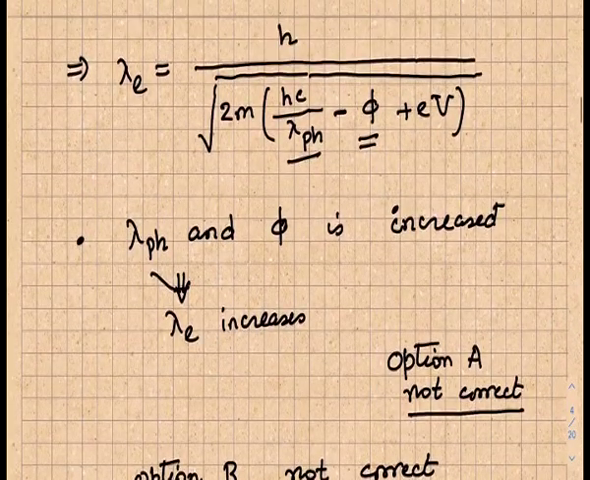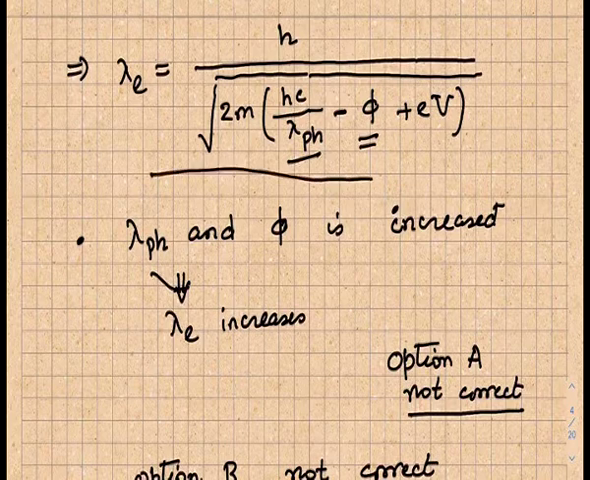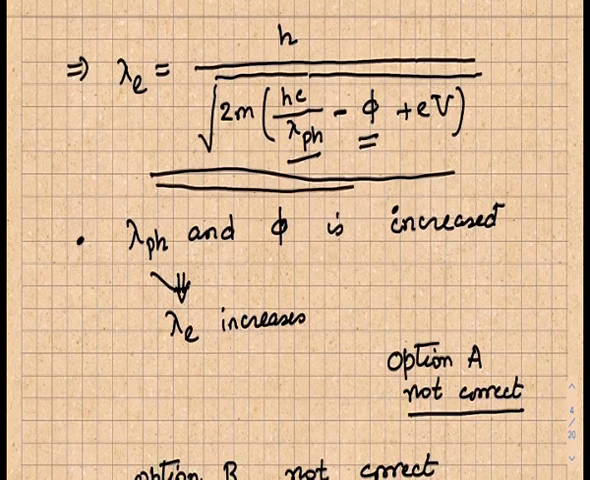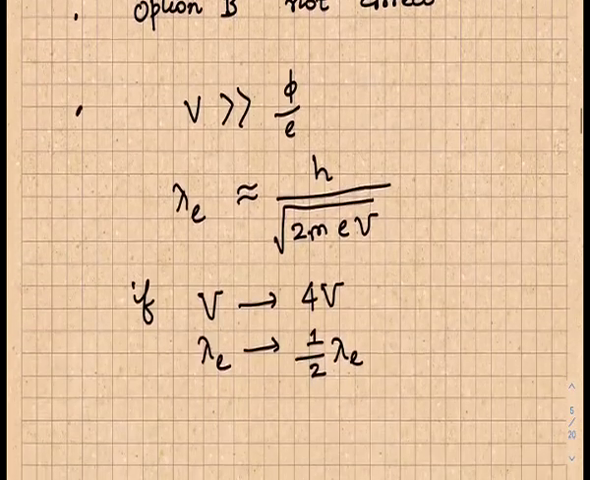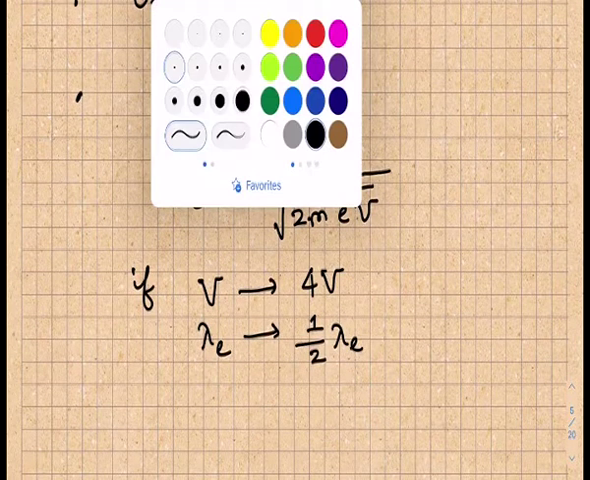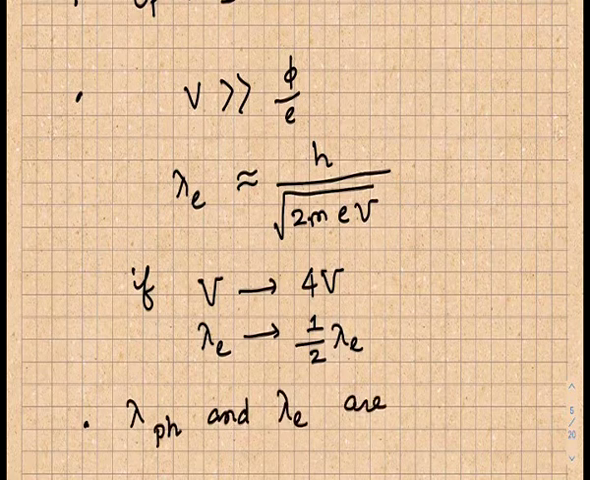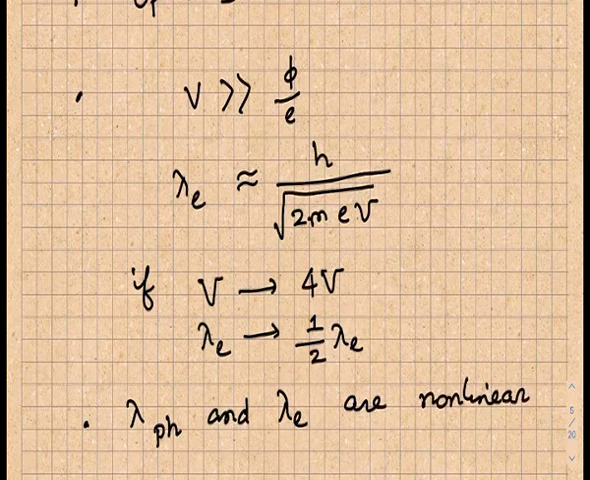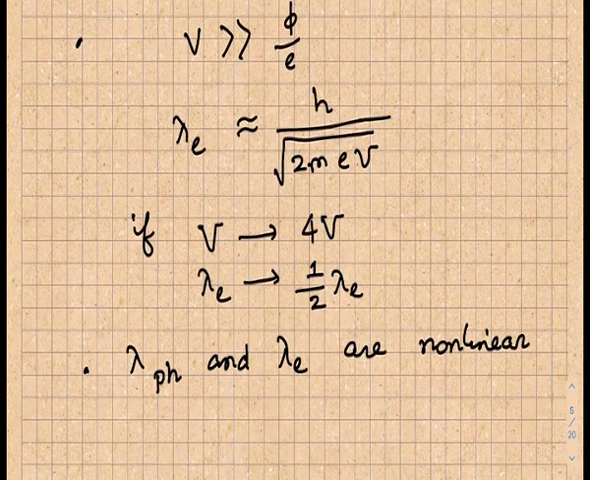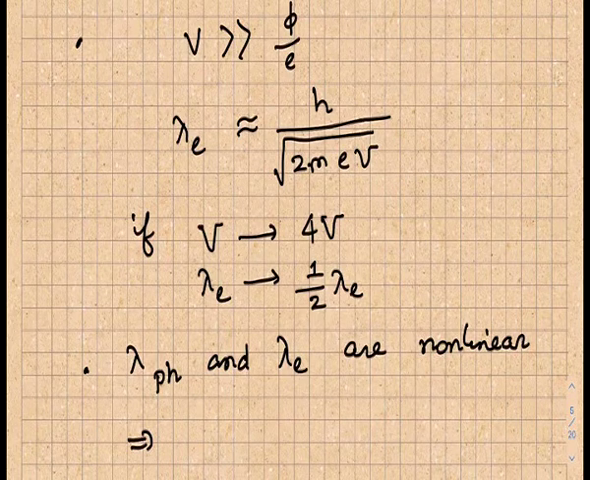But here, if you see this expression, the relation between lambda pH and lambda e is actually non-linear. There is not a linear relationship between lambda e and lambda pH. So this implies that lambda e does not vary along with lambda pH, so option D is also not correct.